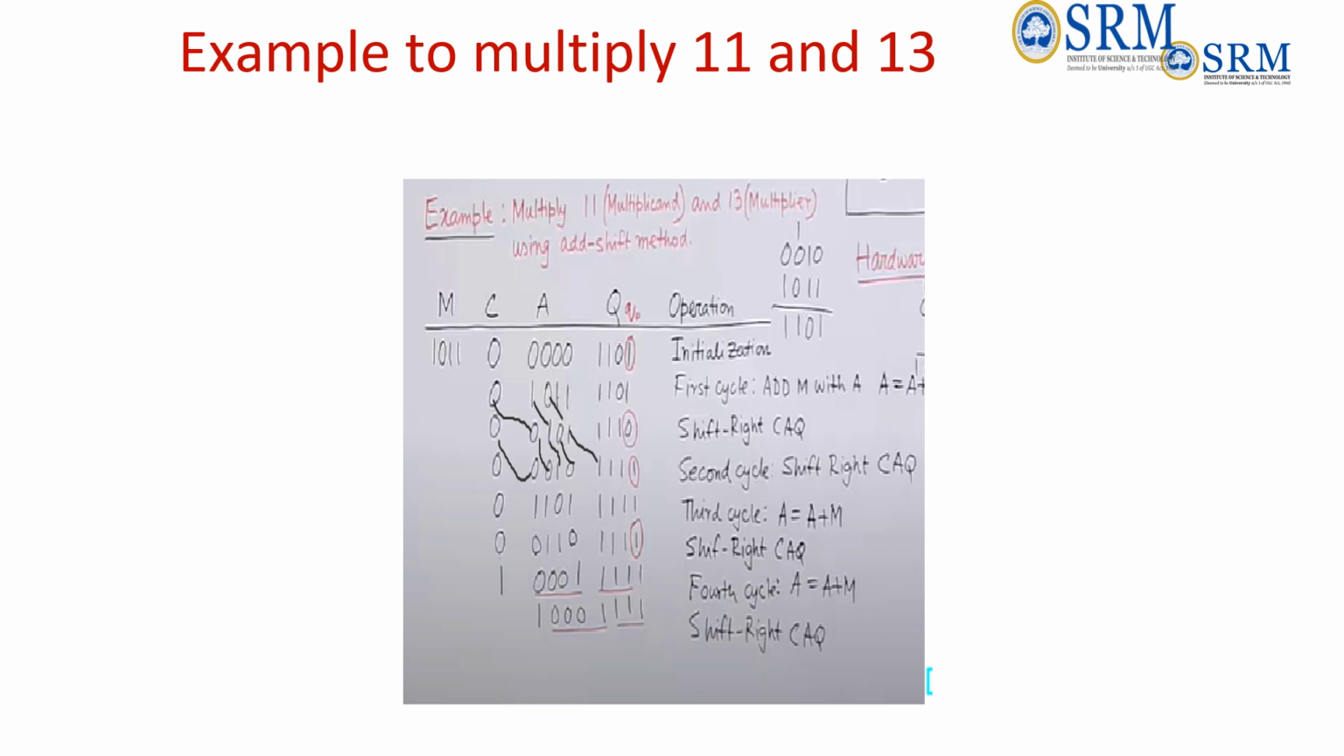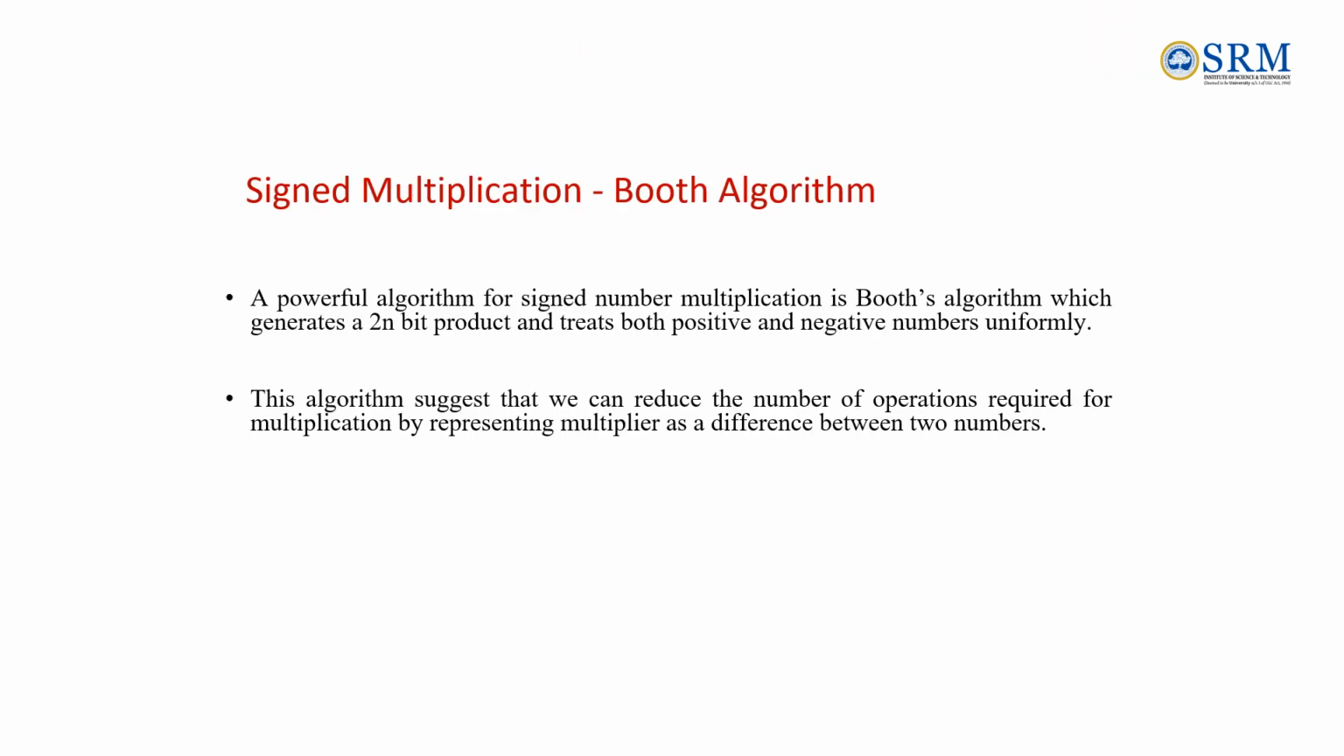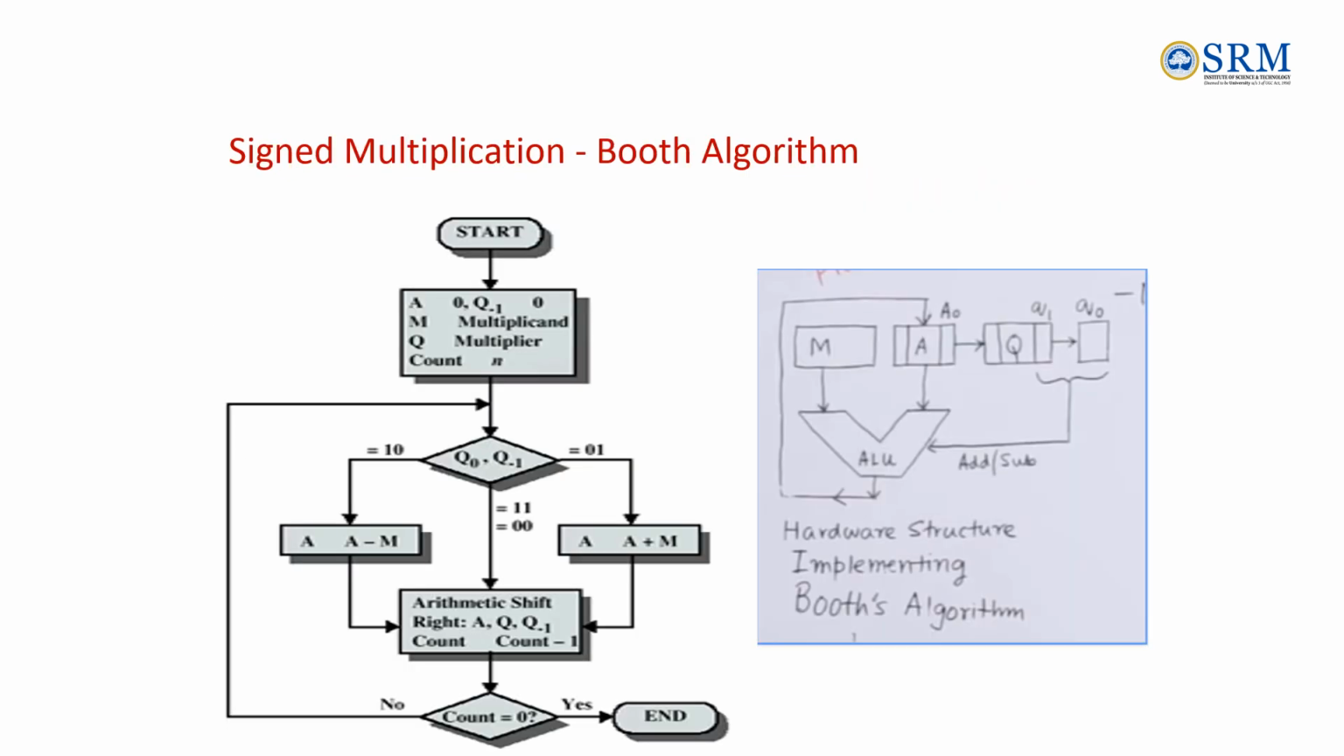Okay. So these are some of the examples. Signed multiplication, for that we use Booth's algorithm. So Booth's algorithm is something like this. In case of normal unsigned multiplication, we check the Q naught bit. Here we check Q naught and Q minus 1 bit.